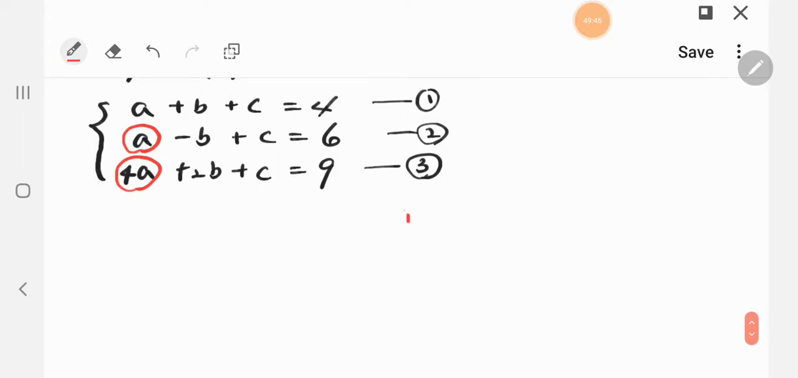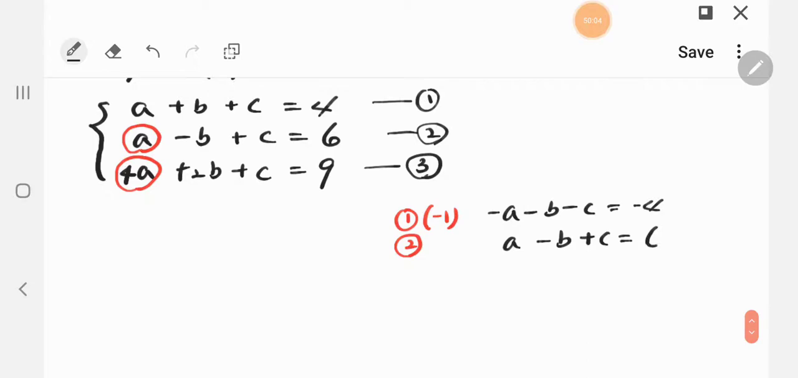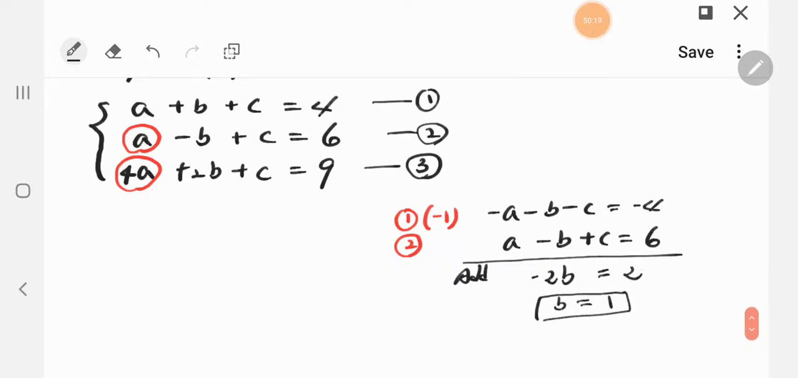So multiply the first equation by negative 1 and add it to the second equation. Then this will be negative a minus b minus c is equal to negative 4. And the second equation is a minus b plus c is equal to 6. Add it. Let's see what happens. Then the a terms cancel out, the c terms cancel out, and negative 2b is equal to 2, so b is equal to 1. We found the b value. So the second equation can be replaced by b equals 1.